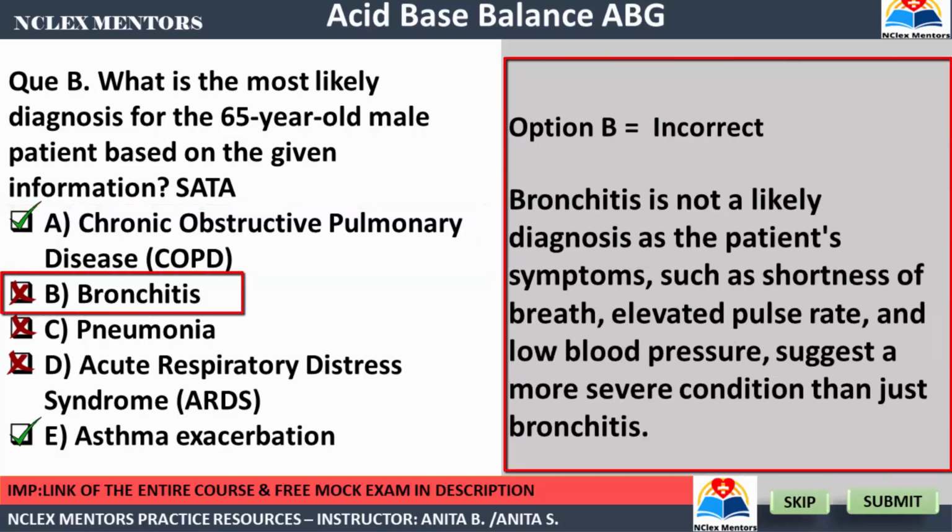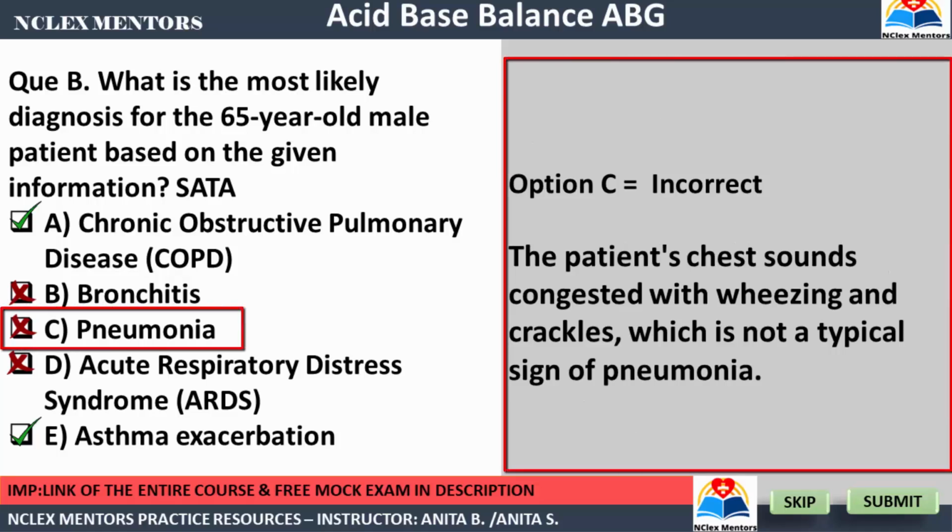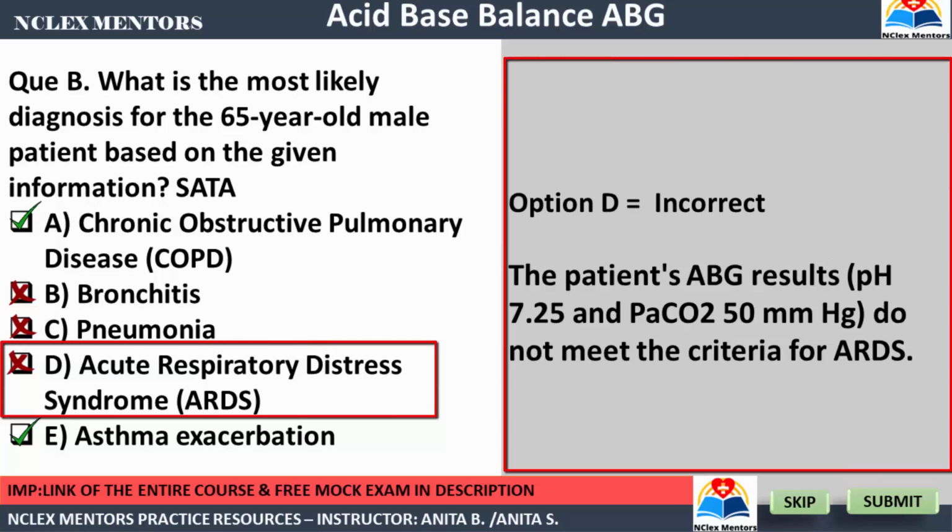Option B, bronchitis, is not a likely diagnosis as the patient's symptoms, such as shortness of breath, elevated pulse rate, and low blood pressure, suggest a more severe condition than just bronchitis. Option C, pneumonia, is not a likely diagnosis as the patient's chest sounds congested with wheezing and crackles, which is not a typical sign of pneumonia. Option D, acute respiratory distress syndrome, is not a likely diagnosis as the patient's arterial blood gas results do not meet the criteria for ARDS.